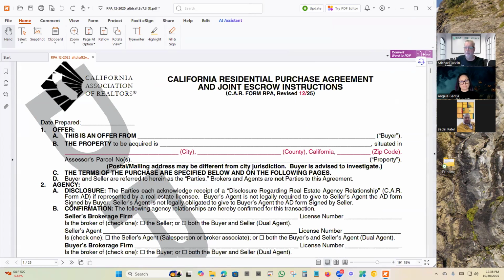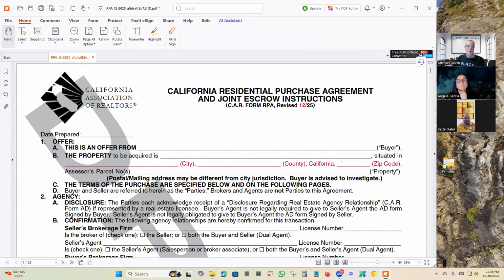Can everybody see where it says California Residential Purchase Agreement? Looks nice. All right. So all we've covered so far is the date prepared, right? If it's an offer from an entity, you put in the name of the entity here. Later, when we get to signing blocks, there's going to be the name of the person that signs on behalf of the entity. Property to be acquired is where you would put in the address.